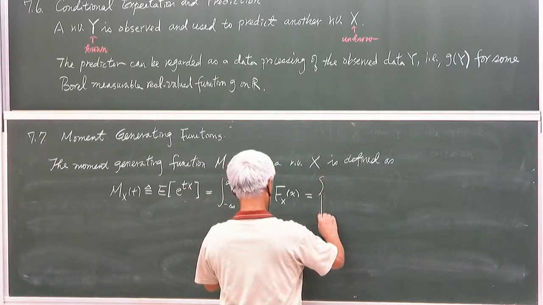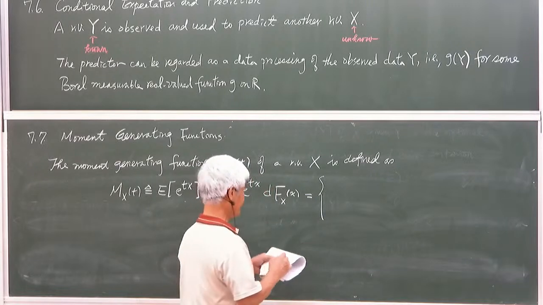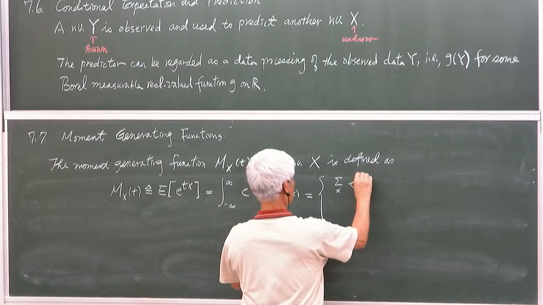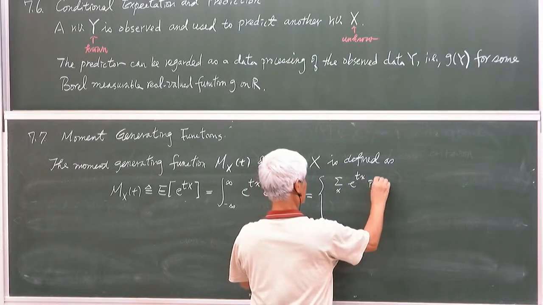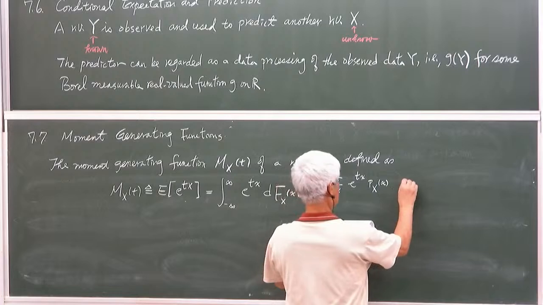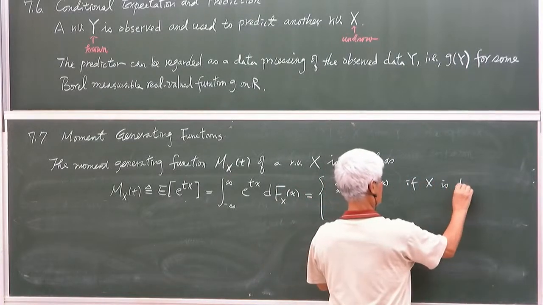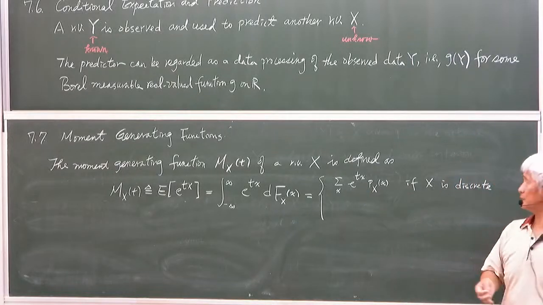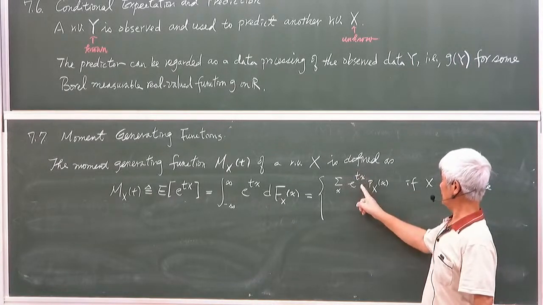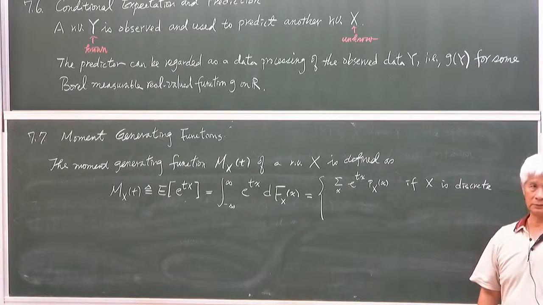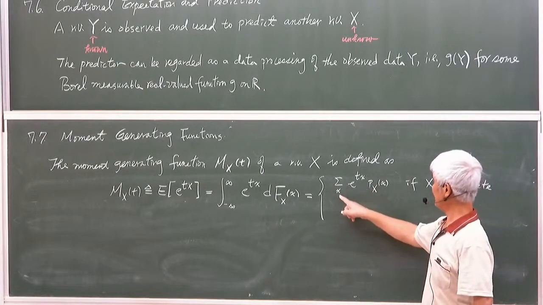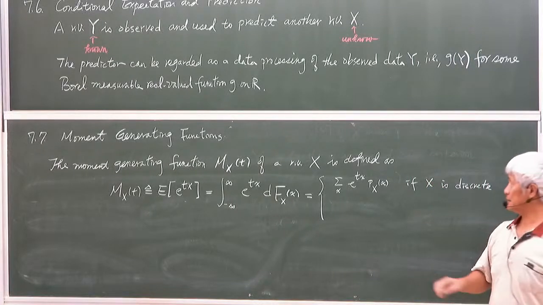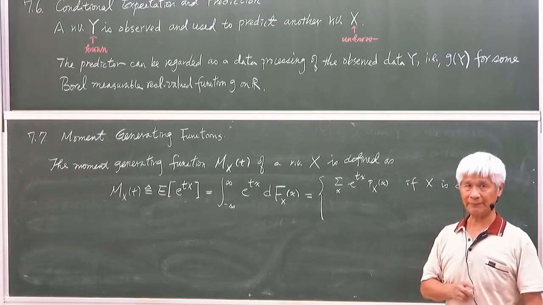Now, there are two special cases. If x is discrete, then the moment generating function is the sum of exponentials, the summation over all the possible values of x, so it is countable. In general, this is a series sum only.